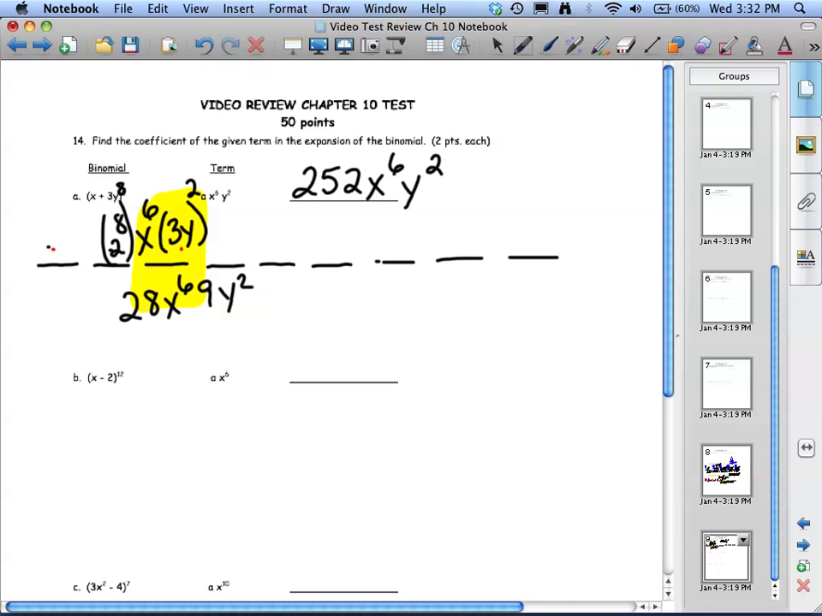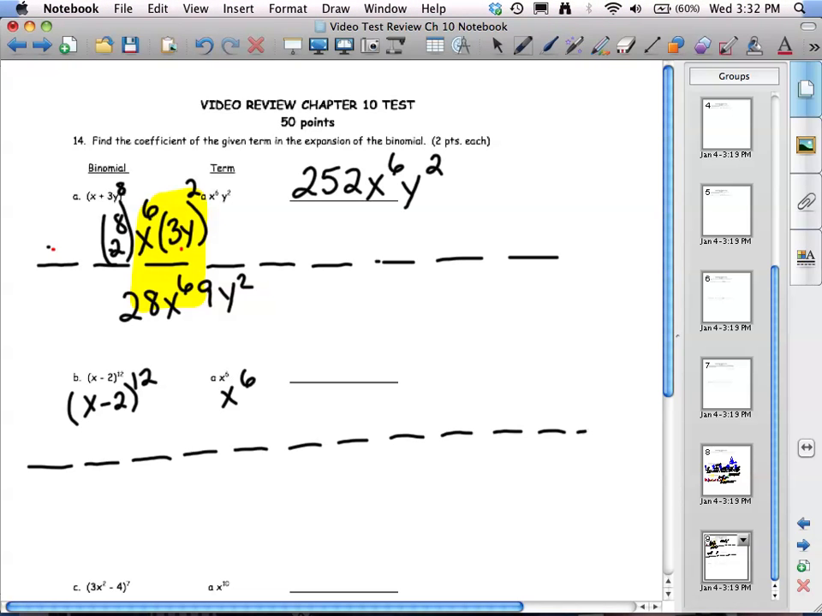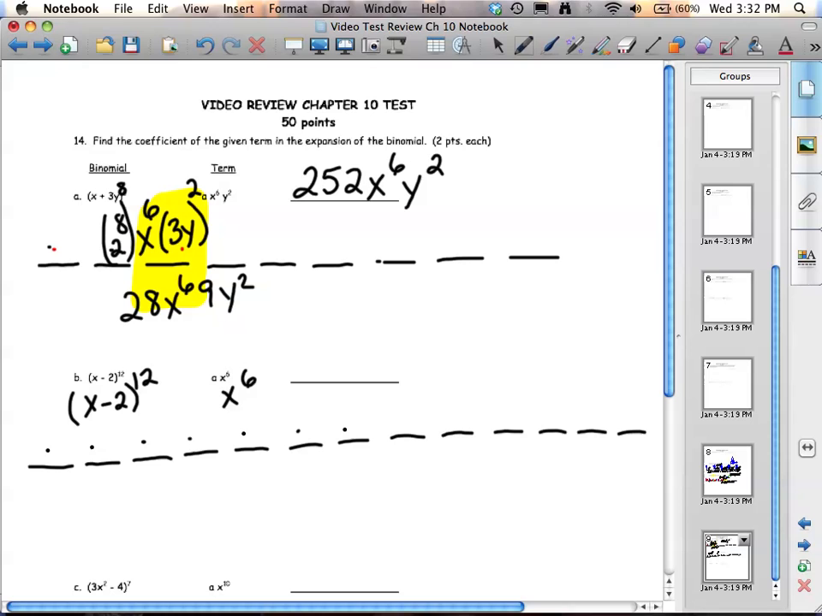This is (x minus 2) to the 12th, part b, and it's asking about the x to the 6th term. So I'm going to do my 13 blanks. You might not need to do that. And then I'm going to figure out where x to the 6th is. Well, I know it starts at 12, 11, 10, 9, 8, 7, 6 is going to be right here. So I'm interested in this term.